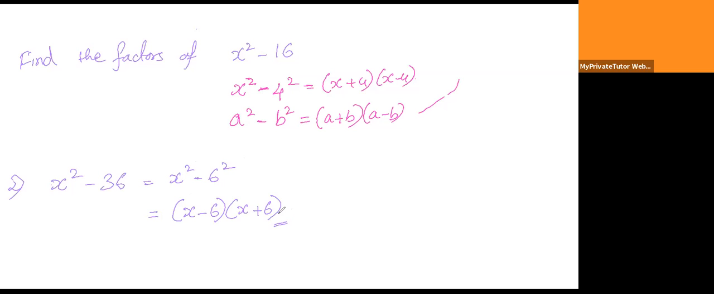Okay. If the question is given in this form and they ask you to find the factors, we are going to find the factors in this way. Just use the identity, the formula which we learned, and find the factors. Sultan, do you understand both? Hope so. Okay, great.